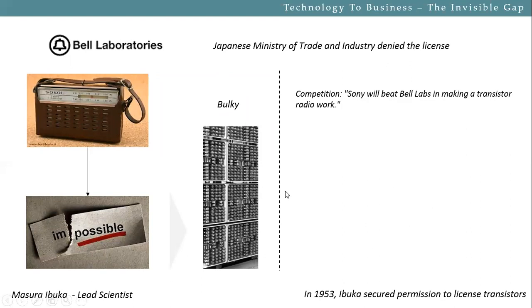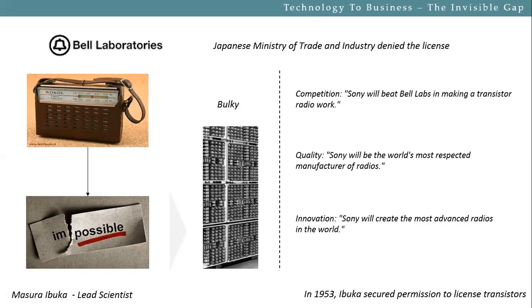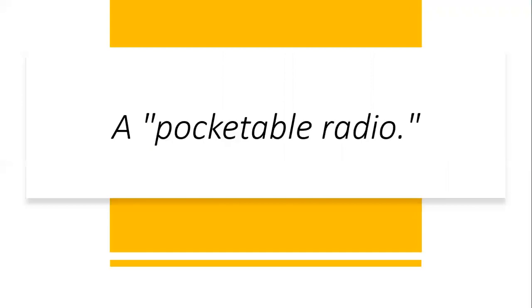He had an idea, he still wanted to build that, and he took some permission to license transistors. So let's say as a general person, if somebody wants to sell this, what will you do? You will say Sony will beat Bell Labs in making a transistor radio work, or Sony will be the world's respected manufacturer of radios, or Sony will create the most advanced radios in the world. But this is not what he did. What he said was he wants to build a pocketable radio. Make sense?